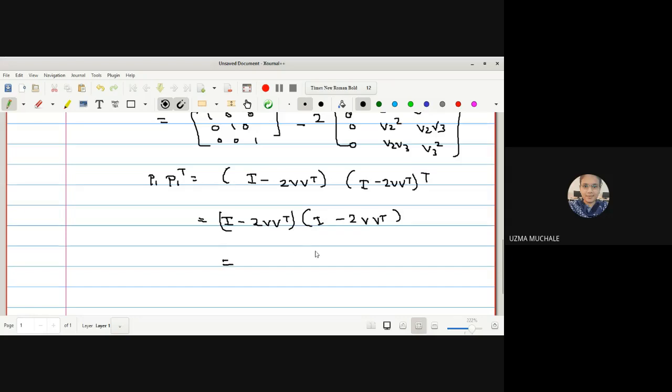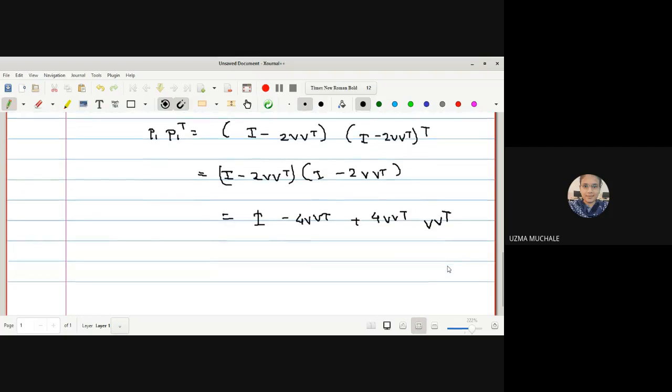So after multiplying these two, we get the resultant as I minus 4 times V transpose plus 4 times V transpose V transpose. Correct? But we know that V transpose V is equal to 1. Hence we can write I minus 4 plus 4, which is equal to the identity matrix. Hence we have proved that P1 P1 transpose is the identity matrix, which ensures that P1 is an orthogonal matrix, rather it is symmetric orthogonal. Later on we will prove it is symmetric orthogonal.